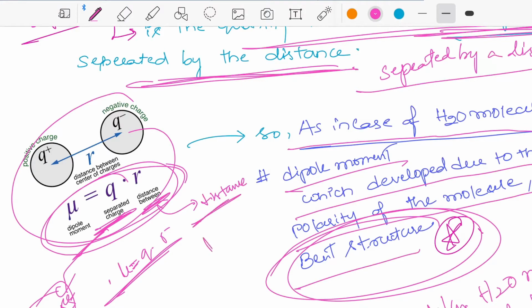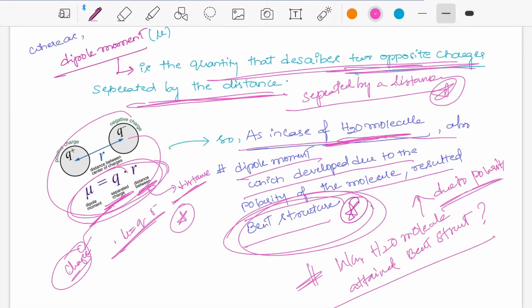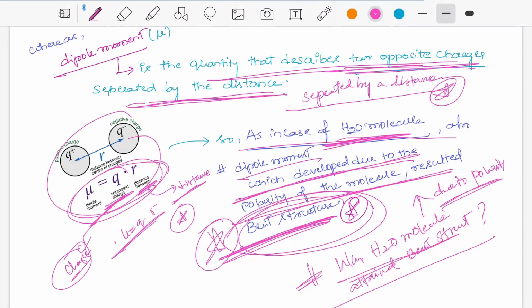In the case of the H2O molecule also, the dipole moment developed due to the polarity of the molecule results in the bent structure. Note this point: why did the H2O molecule attain a bent structure? The answer is the polarity. Very, very critical thing.